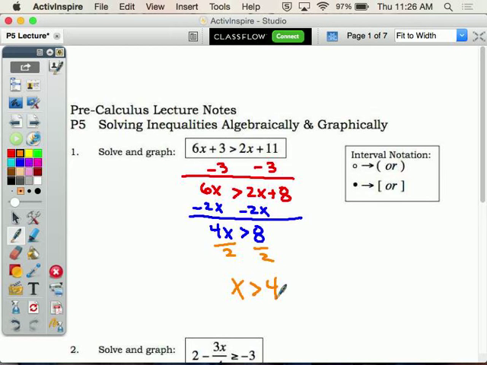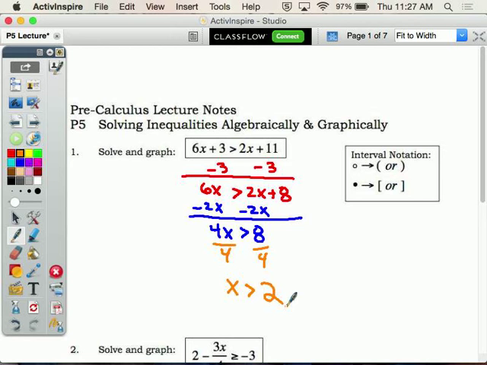Why did you do that? Oh, I'm sorry. My bad. I apologize. I was thinking ahead to the answer and I divided by the wrong number. Thank you very much. So I would divide by 4, pardon me, and I get x is greater than 2. And this is the algebraic solution to this inequality: x is greater than 2.